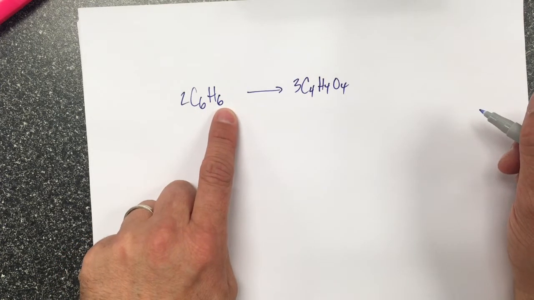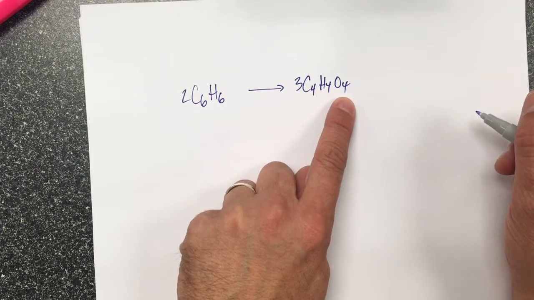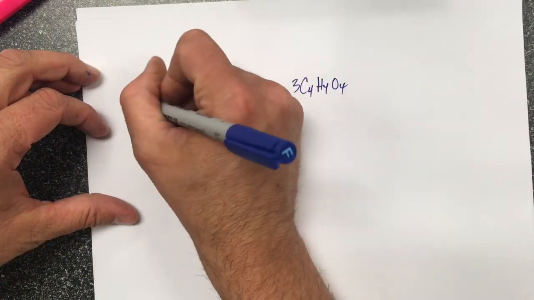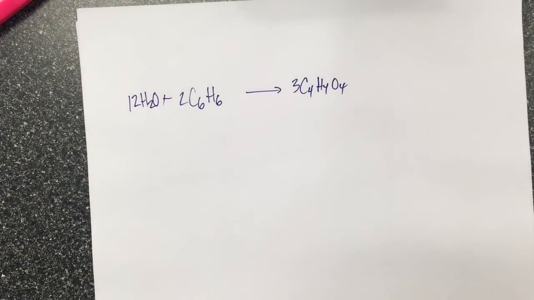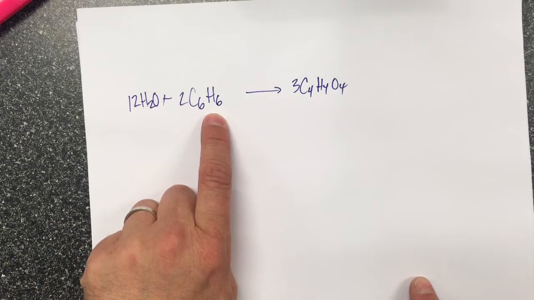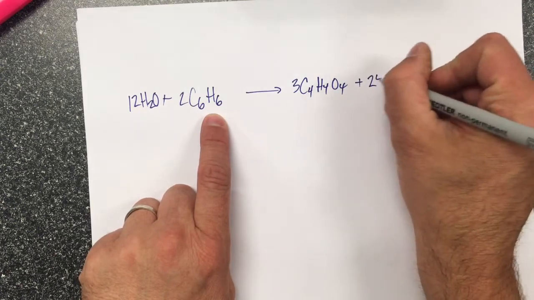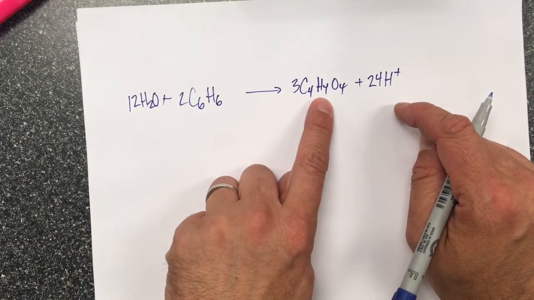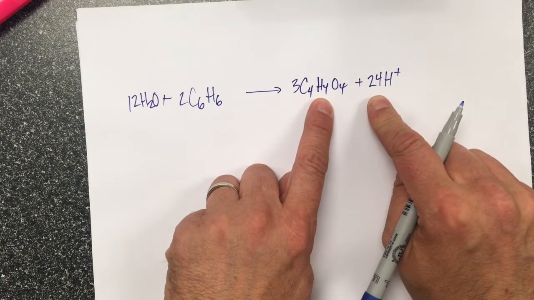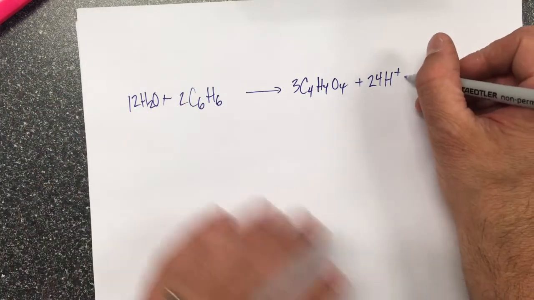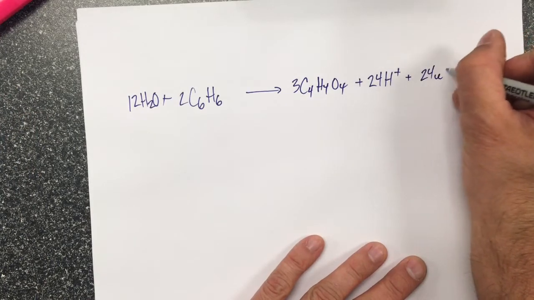That gives me 12 hydrogens and 12 hydrogens, but I've got 4 times 3, I've got 12 oxygens. So I need to add 12 waters, because I use my water to balance the oxygens. Now I've got 24 plus 12, so I have 36 hydrogens. I need to add 24 hydrogen ions to this side, because I've got 3 times 4, so I've got 12 plus 24 is 36. So now everything's equal but charge, so I'm going to have 24 electrons for this half reaction.